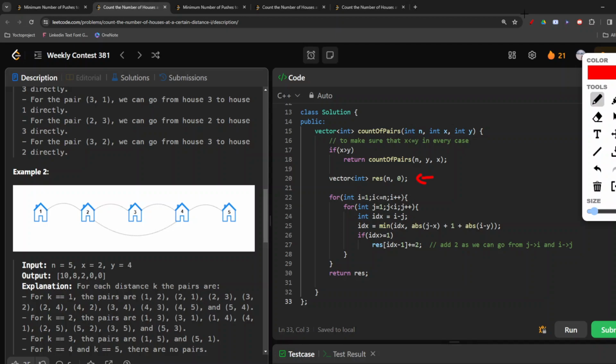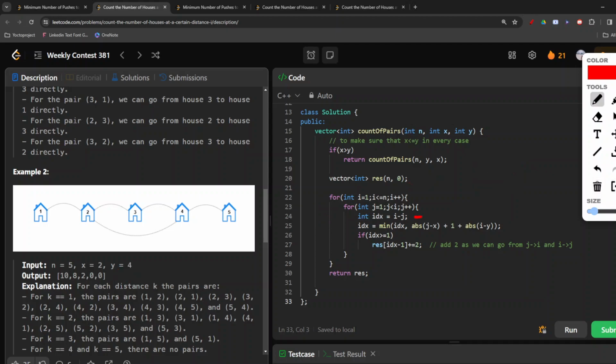Here we are taking a result vector, which we are required to return at the end. At the starting we are initializing it with 0. Then we are running an n square loop where our i is from 1 to n, and where our j is from 1 to i, so that we get the distance between i and j, whatever distance is there.